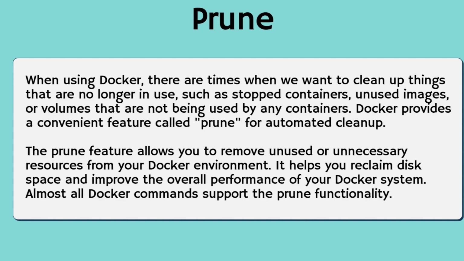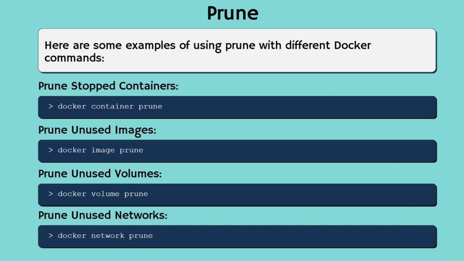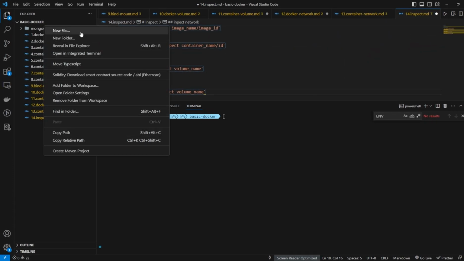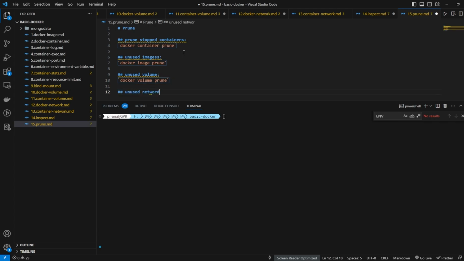Almost all Docker commands support the Prune functionality. Here are some examples of using Prune with different Docker commands. Let's save the script first. By using these commands, you can clean up unnecessary data in your Docker environment and ensure more efficient resource usage. Make sure to proceed with these actions carefully and ensure that you don't delete any data that is still needed.